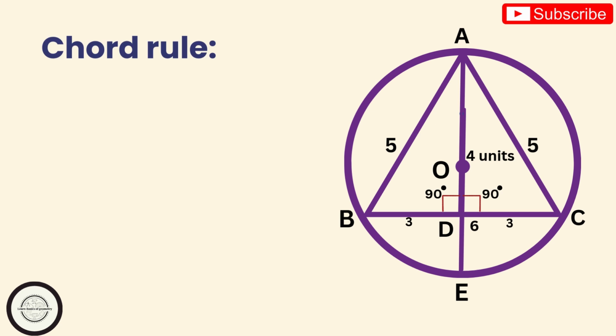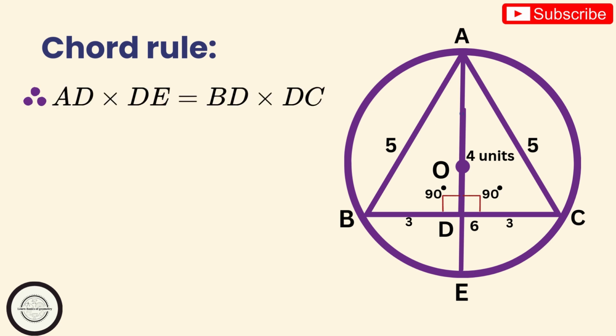Here comes the chord rule. It states that if two chords intersect in a circle, then the product of the two segments of one chord equals the product of the two segments of the other chord. In our case, chords AE and BC intersect. So AD multiplied by DE equals BD multiplied by DC.